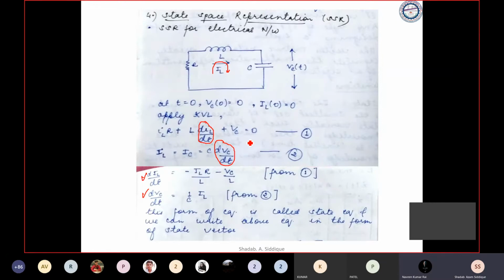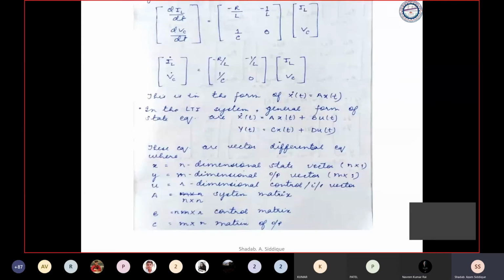So we have gone through these two equations, and we have formed the equation in terms of this. We have written these two equations in a matrix form. This matrix form is written as dIL/dt and dVc/dt, which is equal to [-R/L, -1/L; 1/C, 0] times [IL, Vc]. If you multiply these two matrices, you will get this equation for dIL/dt and dVc/dt.